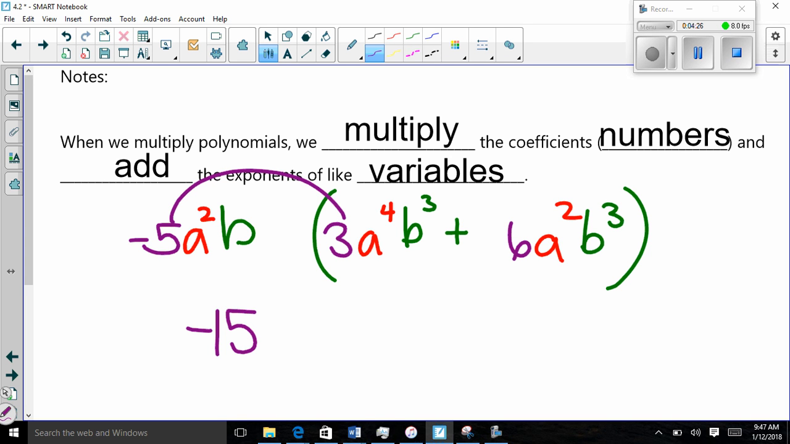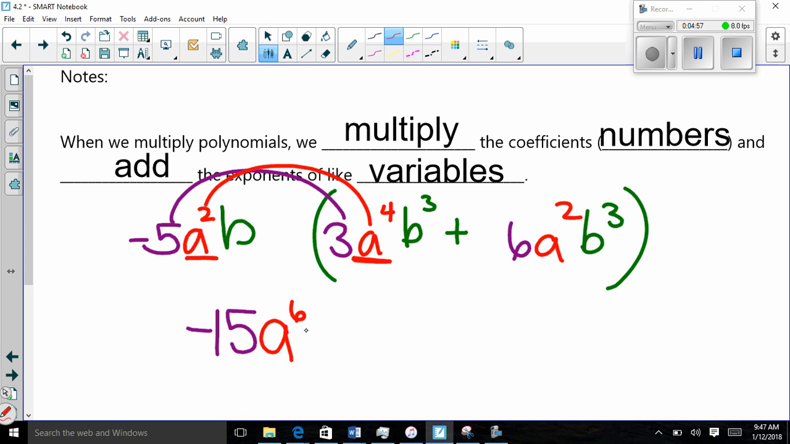Then we're going to multiply the variables, like variable with like variable in order to combine them. So we have a squared and a to the 4th. Are they the same? They're the same letter, right? So I can multiply them together. When we look at the exponents, we're going to add them. When we multiply variables with the same base, we add the exponents. What is 2 plus 4? 6. So this is going to be a to the 6.